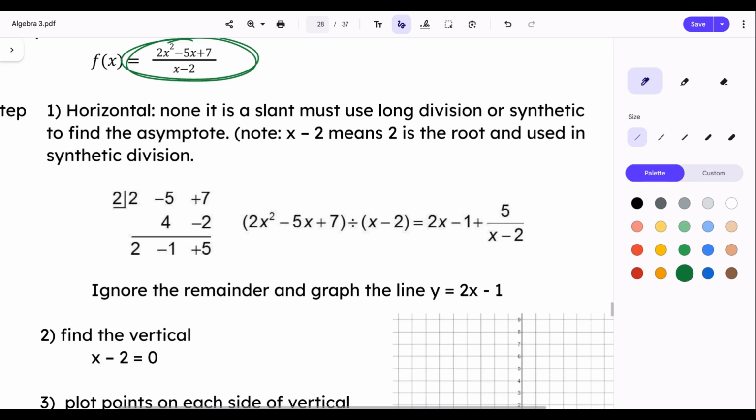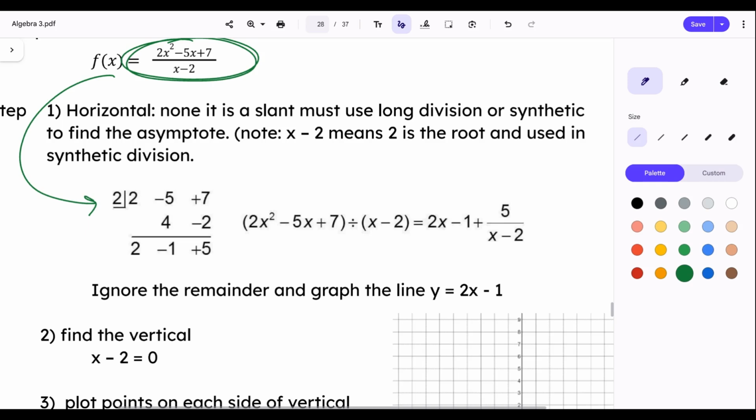So what they did down here is they're using synthetic division to help us. So remember to do synthetic division, whatever you're dividing by, in this case it's x minus 2, you take the opposite sign of that number. So that's why they put positive 2 in the box. Then they grab their coefficients from that equation along the top: the 2, the negative 5, and the positive 7. All of that is written down below.